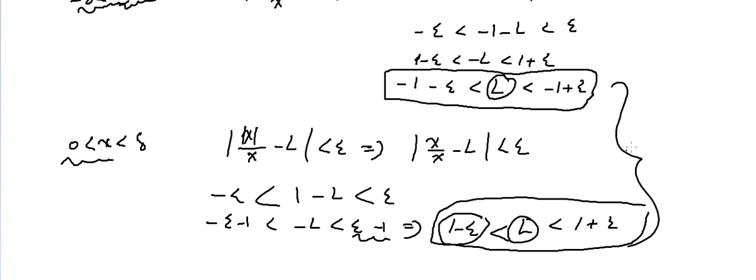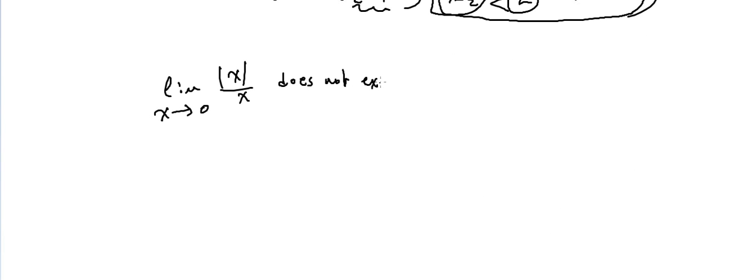So the limit of absolute value of x over x as x approaches 0 does not exist. We don't have a limit in this case, so the limit does not exist. Okay, and that's it.